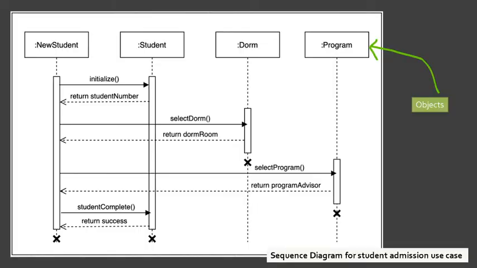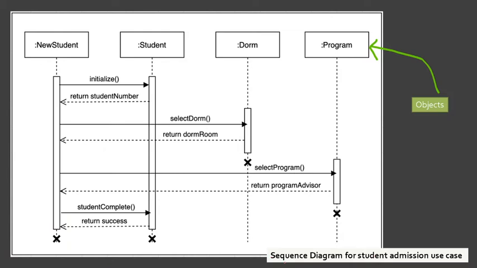Okay, let's have a first look at the notations that we're going to use in the sequence diagram. First, we represent the objects who interact with each other to implement a use case. Basically, we will represent all the use case scenarios here in the sequence diagram. We use a rectangle with a colon, then the object name or the class name. Based on the example, we use the student.